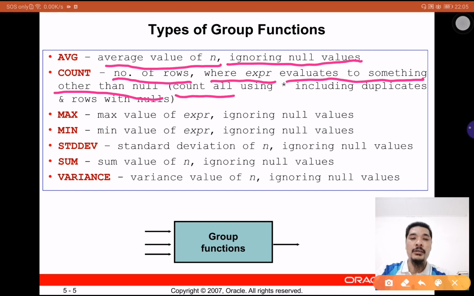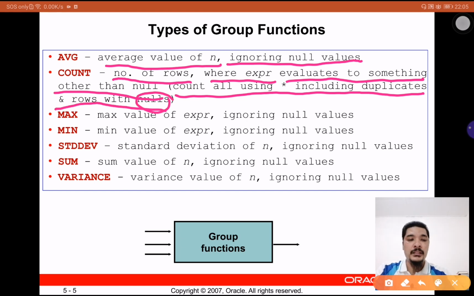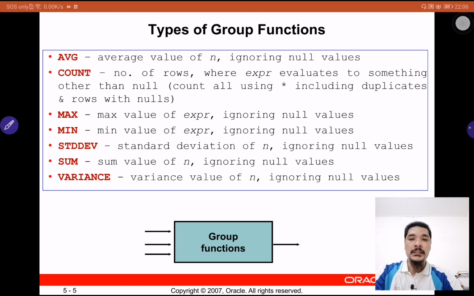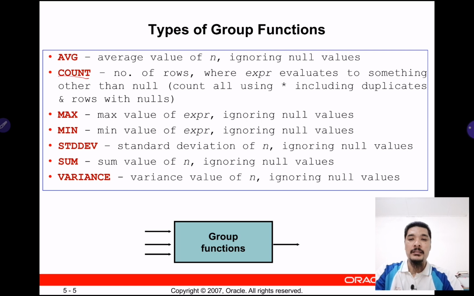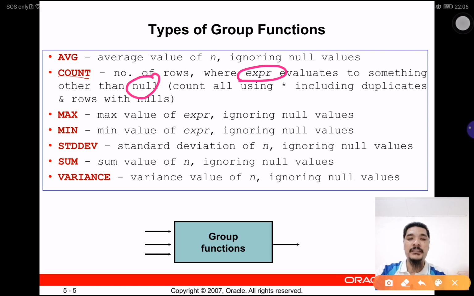Count all using star includes duplicate rows and also rows with null. So the difference is, if we use COUNT with an expression, it evaluates something other than null. But if we use COUNT star, star means count all, so this will include the duplicates and also rows with null.